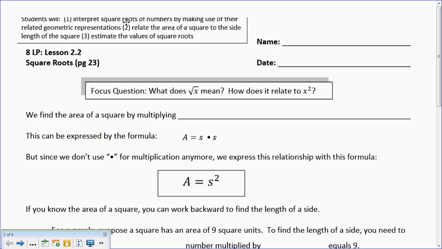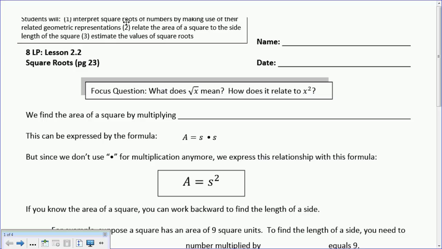Today we get into square roots. It says, what does a square root of x mean, and how does it relate to x squared? That's what we're kind of focusing on today: how a square root and a square are kind of similar. For your notes part, you're going to do a lot of filling in here on this first page.